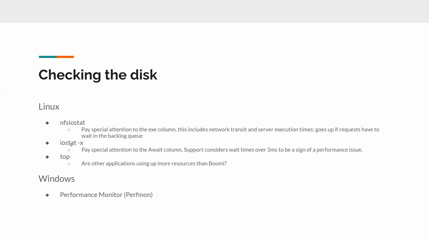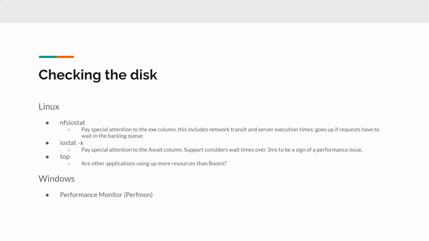On Linux, there are 3 that we make the most use of in Boomi support. NFS IOstat: you want to pay special attention to the EXE column. iostat -x: pay special attention to the await column. That one in particular, it's a rough, informal rule of thumb, but when we see 3 milliseconds or more there, we tend to call that a performance issue. It's not a hard and fast number, just a rule of thumb.